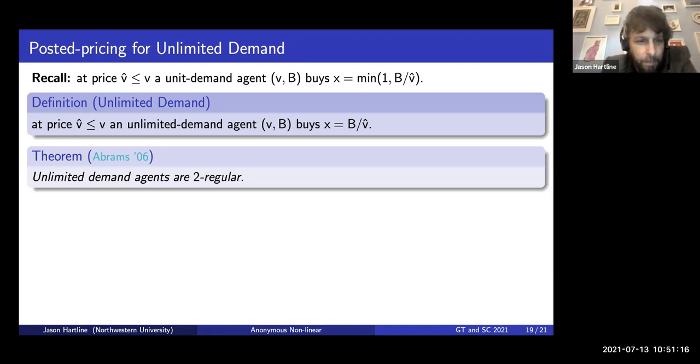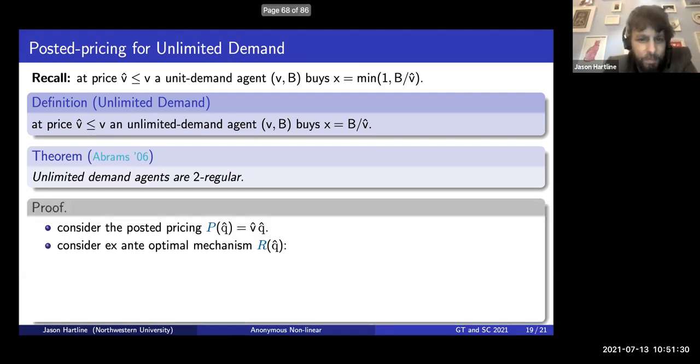Okay, so here's the result by Zoe Abrams: unit demand agents are, it says too regular, it should say too close. Okay, unit demand agents are too close. So here's the proof. I want to show that posting a price that sells with ex-ante probability Q hat is a true approximation to the revenue optimal way to sell with ex-ante probability Q hat.